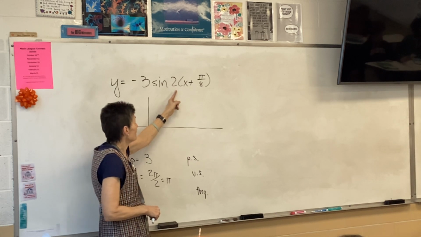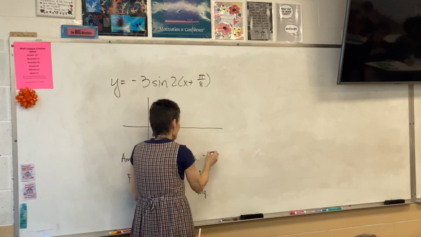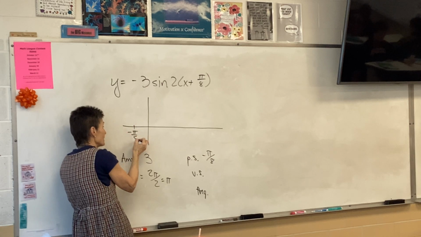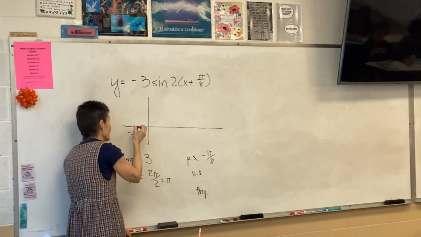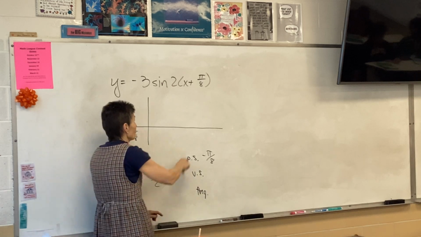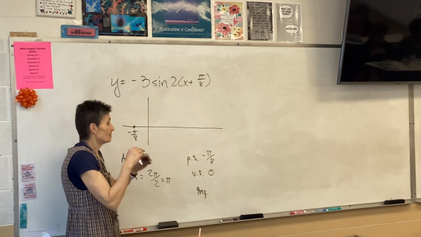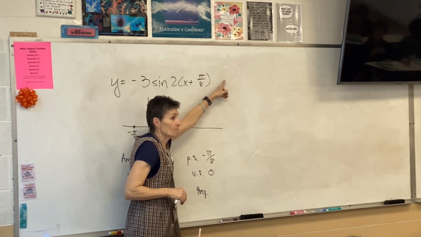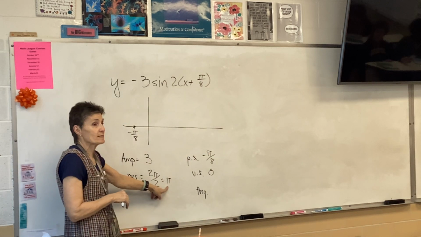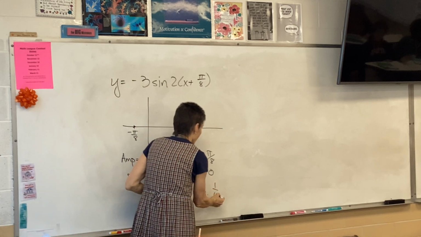All right. How about phase shift? Minus pi over 8. Negative pi over 8. Which means when I get around to drawing this, my sine curve is going to start right there. How about vertical shift? Yep, we don't have one because there's no number on the end. That would be where my vertical shift was. And then frequency is reciprocal of period, so 1 over pi.